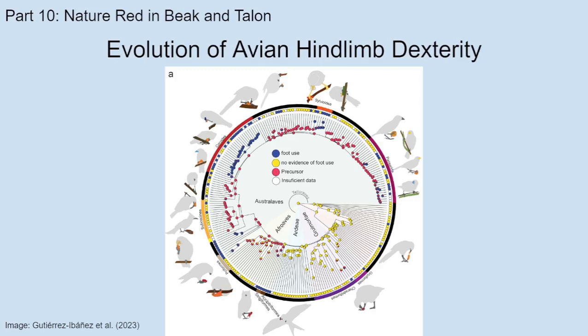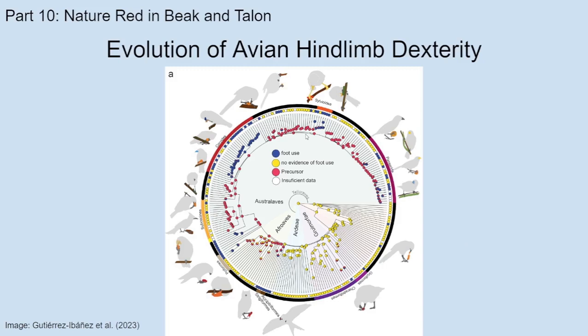And so within Telluraves, they found evidence that the use of feet evolved many different times. It evolved probably separately in all the major raptor groups, like the hawk and eagle group, the owls, the falcons, but also in things like mousebirds. It's also evolved in some of the barbets, which are relatives of woodpeckers. It definitely evolved in parrots, which are very well known for being able to do this with their feet. And it evolved at least 14 separate times in the passeriform birds, which are the songbirds and their kin.